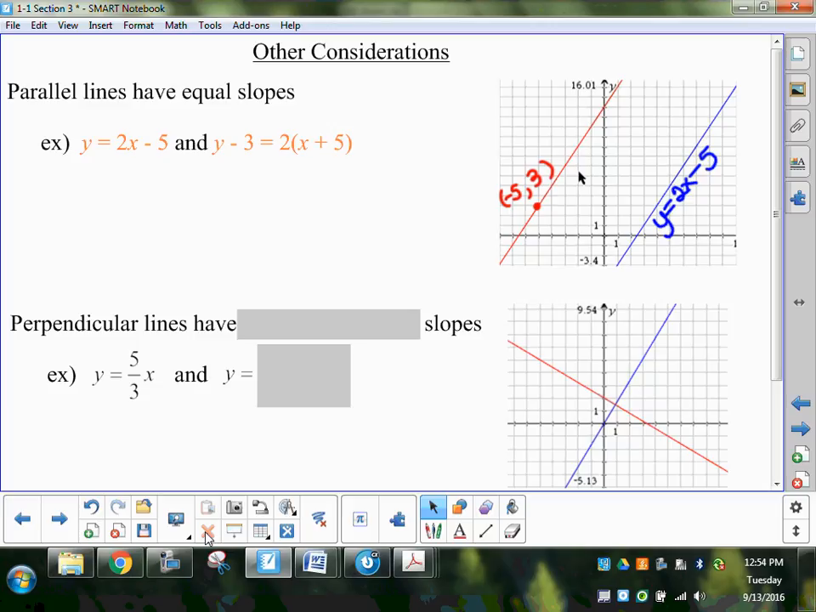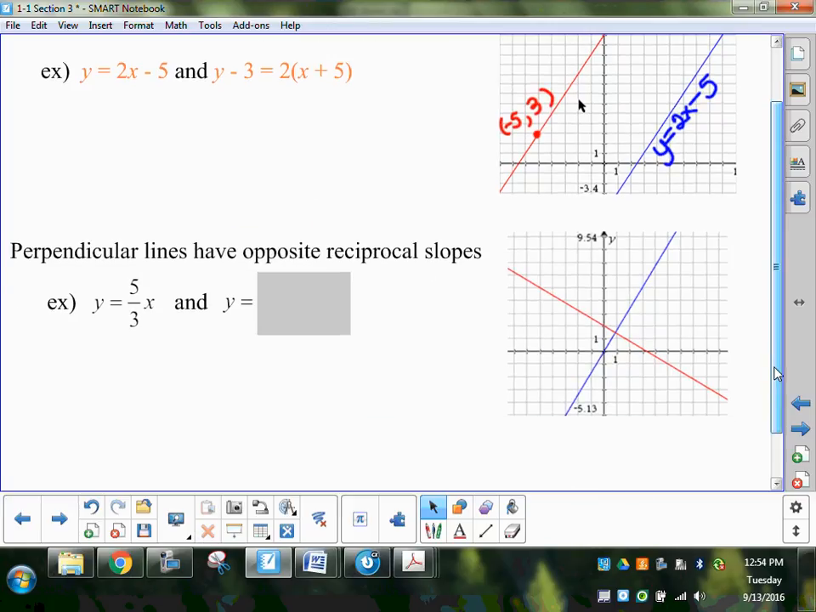Questions on that one? Perpendicular lines have opposite reciprocal slopes. So to start off with, if I know that this graph here, the blue one in this case, is y is equal to 5/3 x, how do you figure out what the other line's equation is going to be? Well, if you know it's perpendicular, you know what its slope is going to have to be.